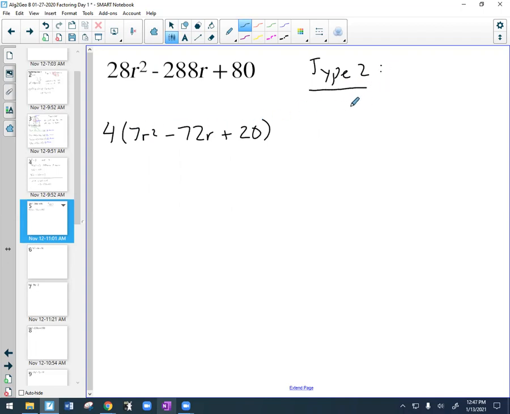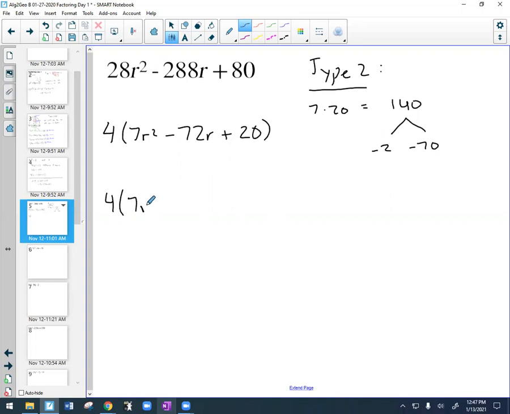I do 7 times 20. That's 140. I'm looking for 2 factors of 140 that are both negative, because this is positive. So again, I need the sum to be equal to 72. So what do we got here? 2 and 70? Oh, that works. That's pretty easy. Let's make them both negative, and I'm good to go.